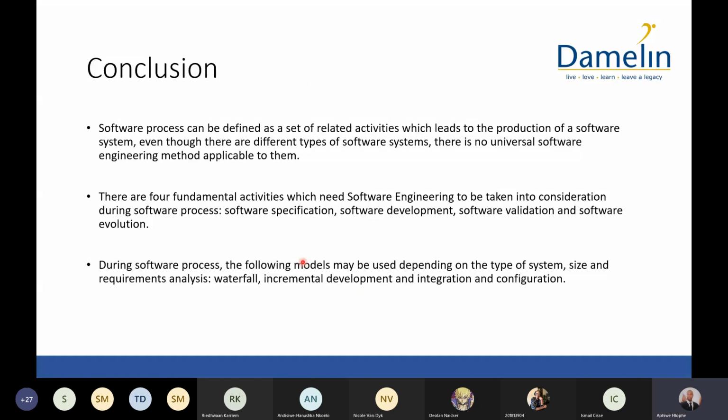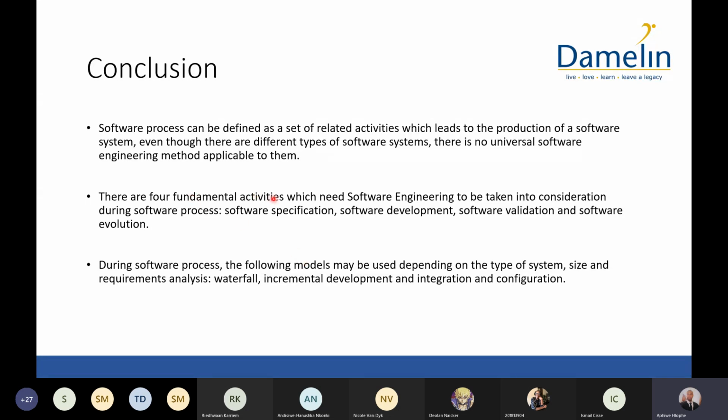And then, in conclusion, software processes can be defined as a set of related activities which leads to the production of a software system. Even though there are different types of software systems, there is no universal software engineering method applicable to them. So there is no blanket approach model that you can adopt as an organization. You need to look at the factors surrounding the project. What is the size of the project? What are the specifications of the project? What is the level of risk? All of those things determine which approach you end up applying.